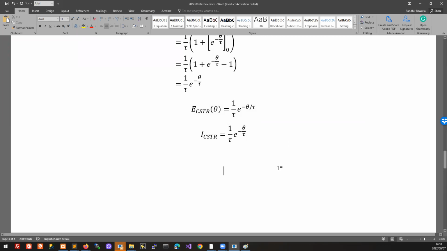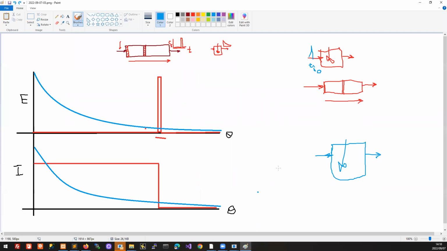Now, for the PFR, let's think about what we have here. We are pulsing everything in here, and then at some time later after the pulse, where 0 is where the pulse was, everything comes out. And what is this time going to be? Would anyone like to guess a time for this? Think about it. Everything is coming out at that time. What time should that be?